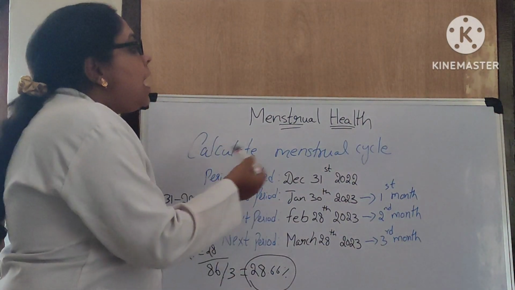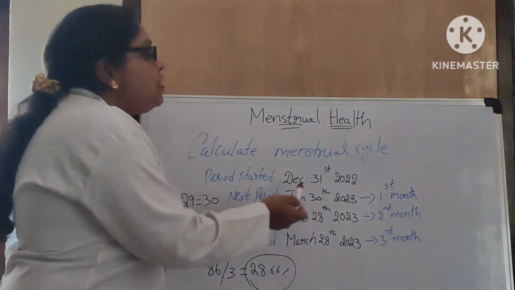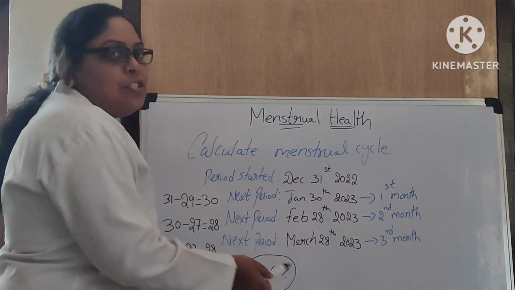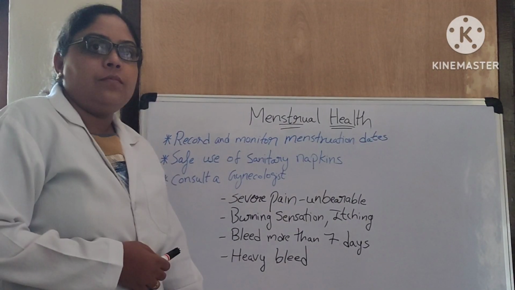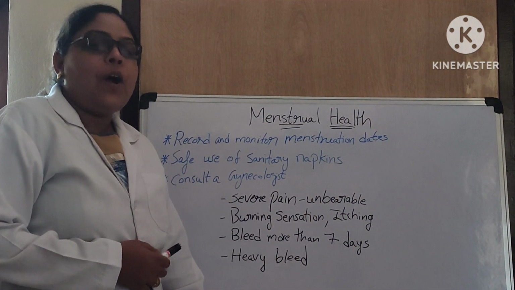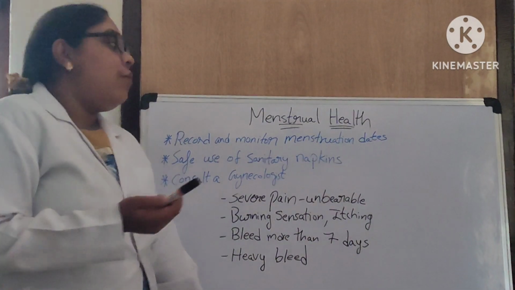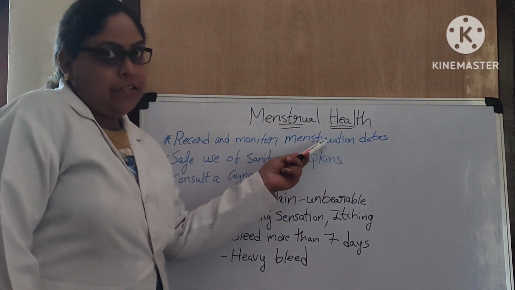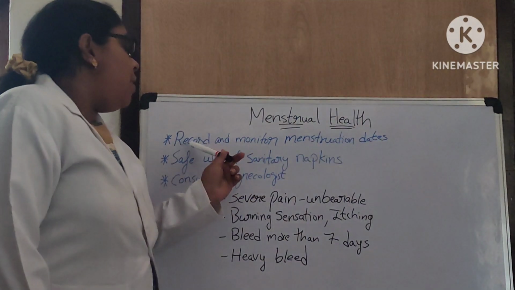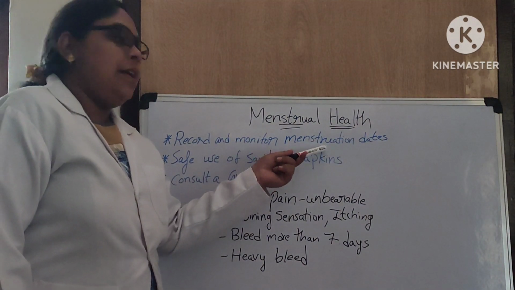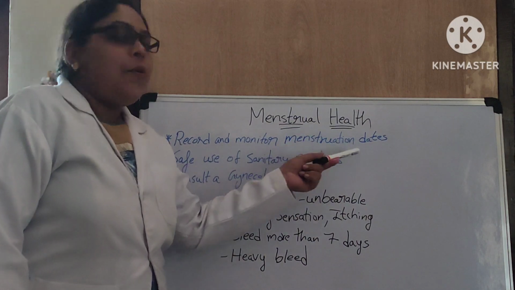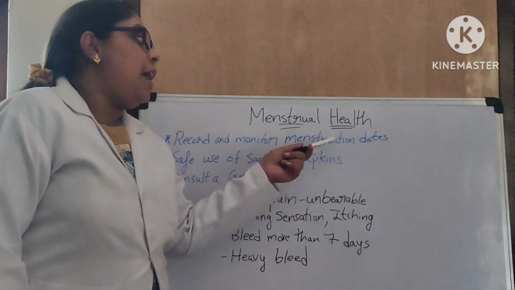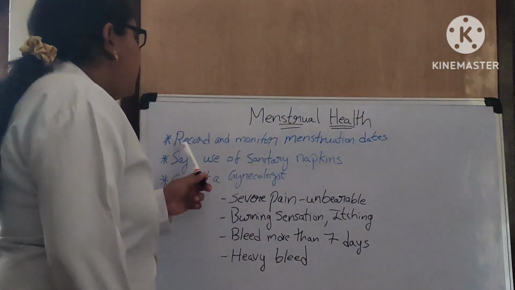Every month, the woman has to note down the starting date of her menstrual cycle, so it will be useful for calculating the cycle. So far we discussed how to calculate the menstrual cycle. The first thing is to record and monitor the menstruation dates. Maintain notes and record all the dates every month. It is useful to know about any irregularities in your menstrual cycle, and also helpful to track pregnancy planning. So this is the main thing.